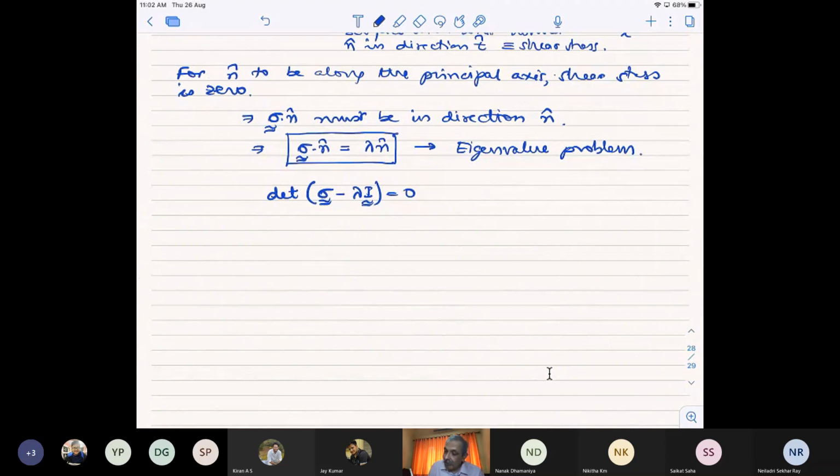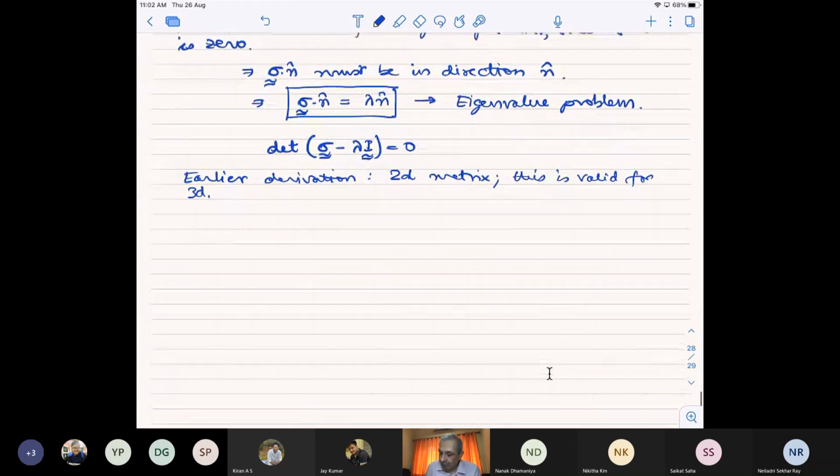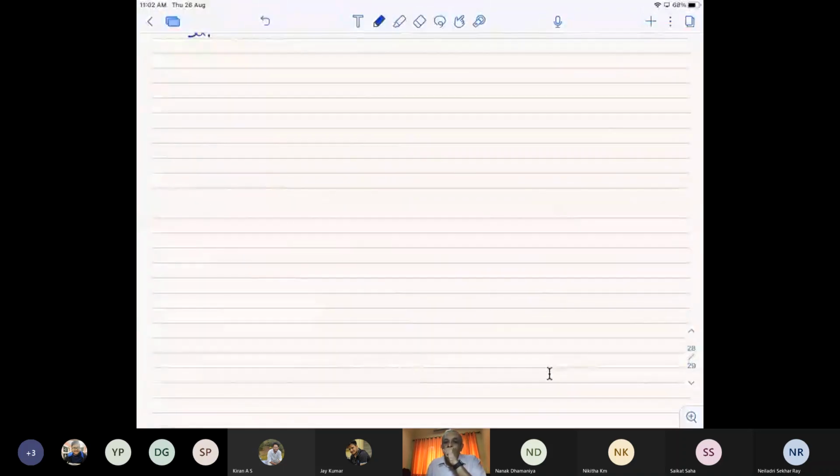And I want to say that the earlier derivation was for a 2D system, so it was just a 2 by 2 matrix, but this is valid for 3D. That is, you're taking X, Y, Z components all. So it's a generalization of what we had done earlier.